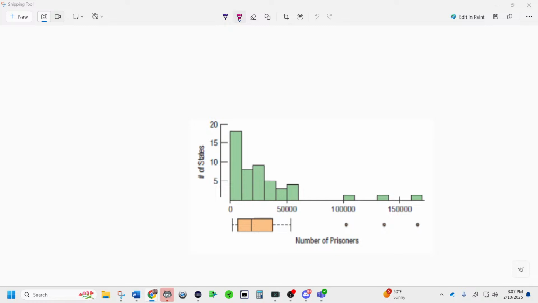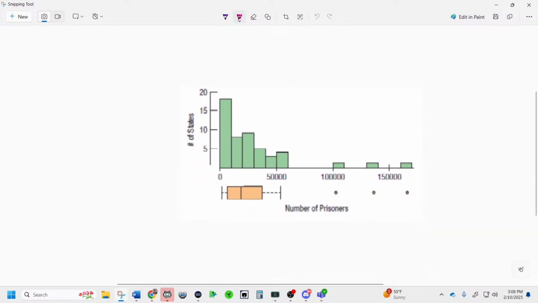The tallest bars are where the majority of the what is. The tallest bars in a histogram, I'm going to highlight it here so you can see it. The tallest bars are where a majority of the what is.